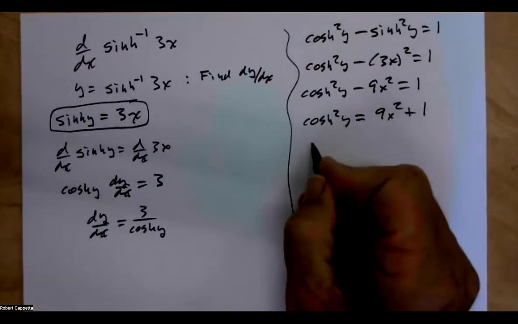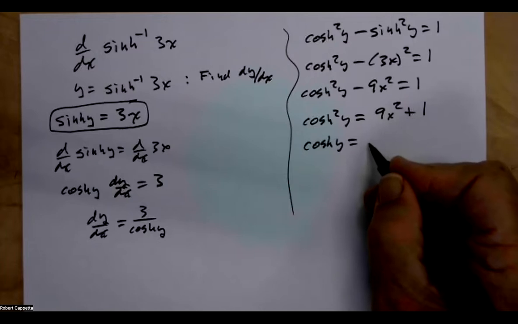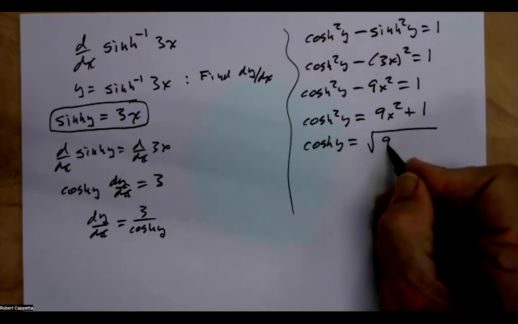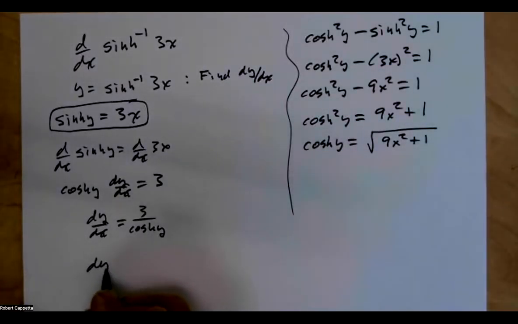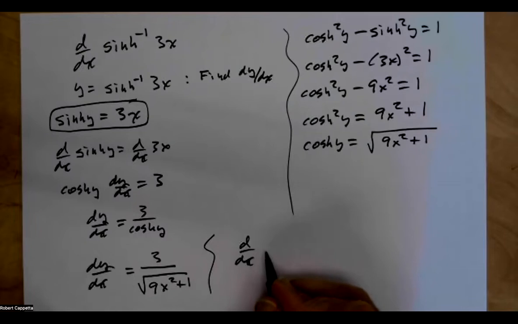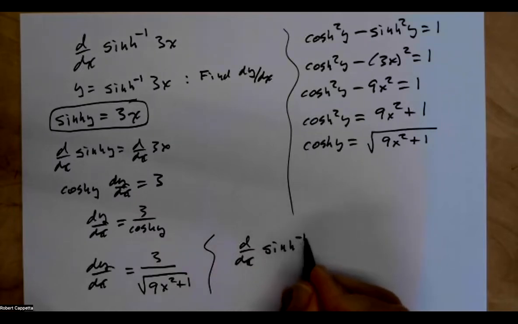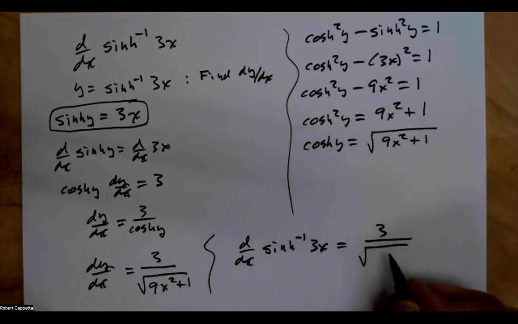Taking the square root of both sides, again, we're just going to focus on the positive part. Algebraically, we should say plus or minus, but I'm going to focus on the positive part here and say square root of 9x squared plus 1. So if that's the case, dy dx should be 3 divided by the square root of 9x squared plus 1. So we believe the derivative with respect to x of the inverse sinh of 3x is 3 over the square root of 9x squared plus 1.